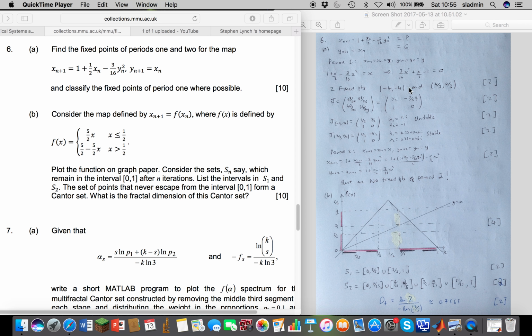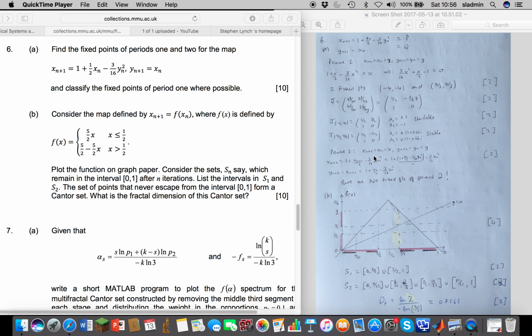To determine the stability of these fixed points, we use the Jacobian matrix, which is given here. We substitute the values for x and y. For the first point, the eigenvalues are 1.5 and -1. Because the modulus of 1.5 is bigger than 1, this gives us an unstable branch, so this fixed point is unstable. For the second fixed point, we get these eigenvalues. If you take the modulus of both of these eigenvalues, then the modulus of both is less than 1, so therefore this fixed point is stable.